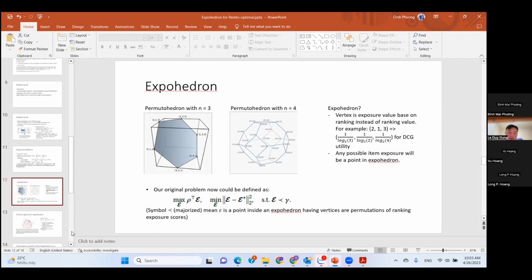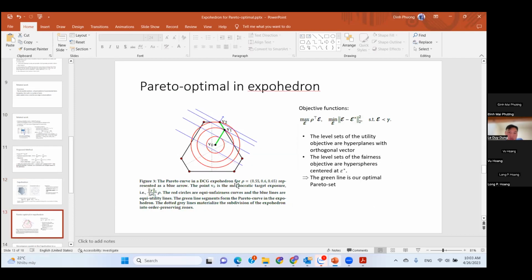Mm-hmm. So yes, they come up with another way to generate the Pareto front, where they solve it directly in the geometry way. So as you can see here, we have an expohedron of three items, and assume that V0 is our initial point, the E star here. So this is the point where we will gain the extreme fairness of our users.